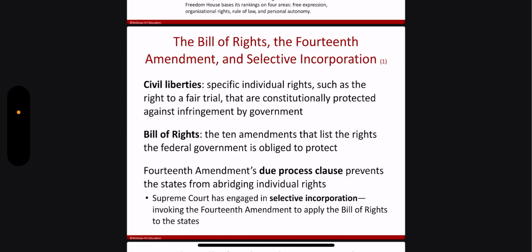So, before we go any further, let's talk about what civil liberties actually means. Civil liberties means specific individual rights, such as the right to a fair trial, and these rights are constitutionally protected against infringement by the government. So, these are the things that the Anti-Federalists were fighting for. These things were what the government could not do.